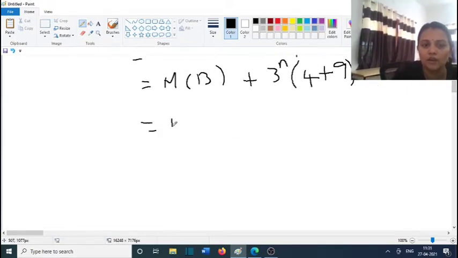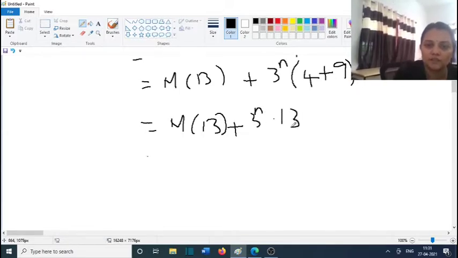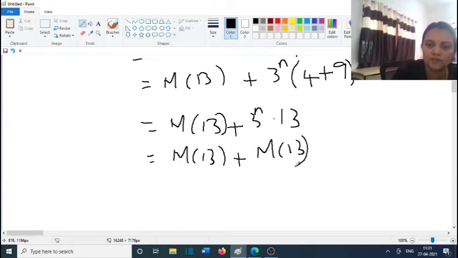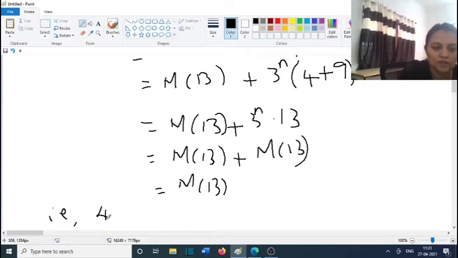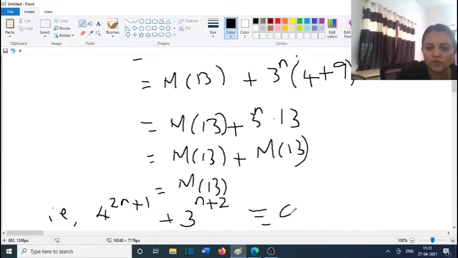Which is equal to a multiple of 13 plus 3 raised to n into 13, which is again a multiple of 13 plus a multiple of 13. So it is a multiple of 13. That is, 4 raised to 2n plus 1 plus 3 raised to n plus 2 is congruent to 0 mod 13.